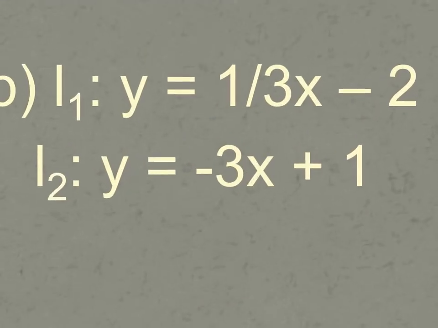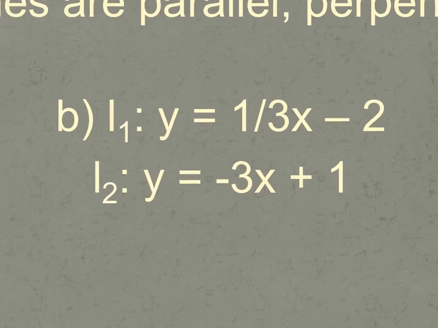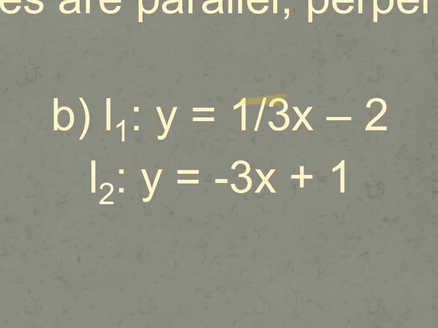All right, let's look here. Where's my slope? In line 1, what's the slope? 1/3. And then in line 2, it's -3, yes? Okay, so are these two numbers exactly the same? No. Are they opposite? Yeah. Reciprocals? Yes. So what kind of lines are these? Perpendicular. Good. You can write the word perpendicular, or you can just do the sign.